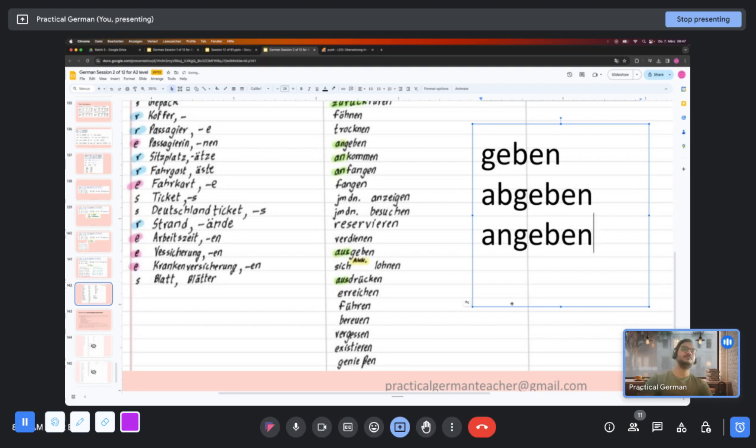Okay, angeben we just discussed. Angeben is to specify. Angeben can also have one more meaning. Angeben means to be pompous, like he feels so good about himself, he says I'm this, I'm that. It also can mean that. So the same word can have, again, the context is important. Then you have zurückgeben. It's obvious, to give back.